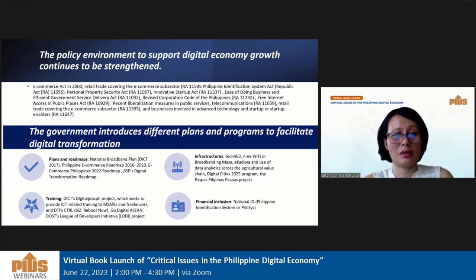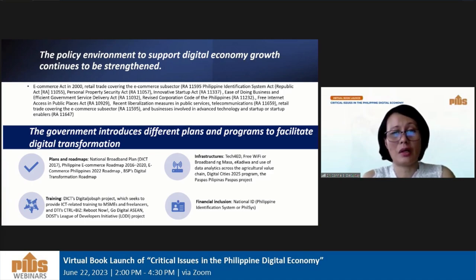DTI also has a portfolio of training programs that provide on-demand training to enhance the digital competencies in online selling. TESDA also have training programs that provide digital job seekers and business-minded people with digital skills training. DOST also has the LODI project that provides internship opportunities to DOST scholars taking up IT courses.